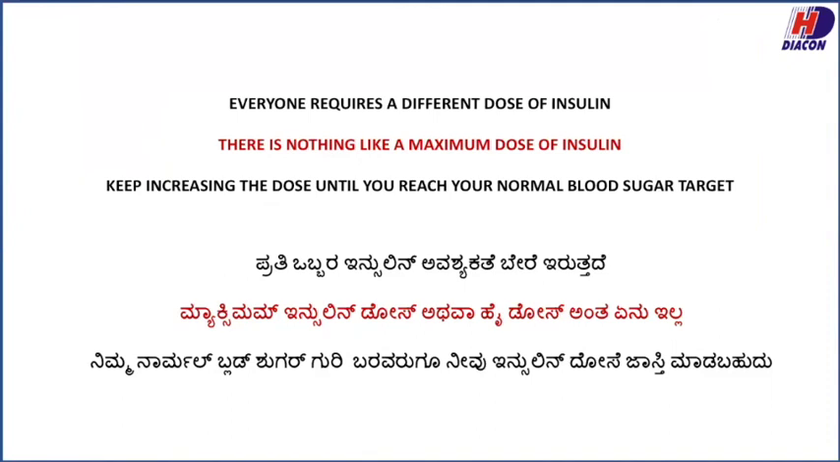The amount of insulin that you need to get to your normal blood sugar target is the insulin dose for you, which is why we ask you to keep increasing your insulin dose at home every 2 to 3 days until you reach your normal blood sugar target. So do not worry as the dose goes up because no one knows what your correct dose is. A starting dose is just that, it's a starting dose. The dose goes up until you get to your goal.